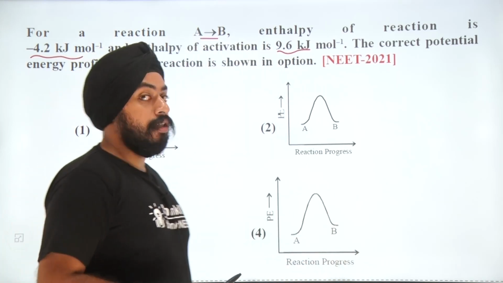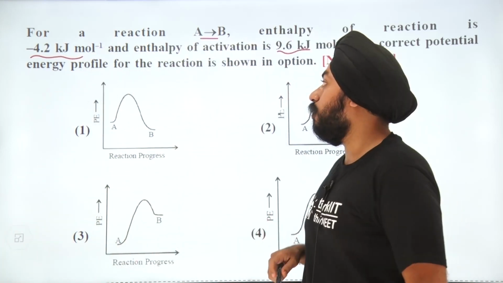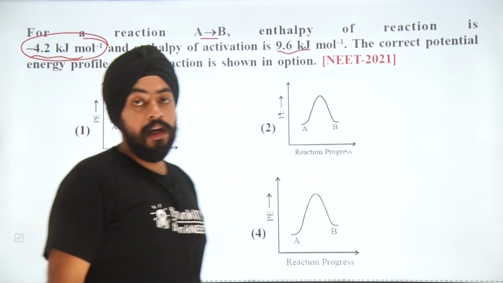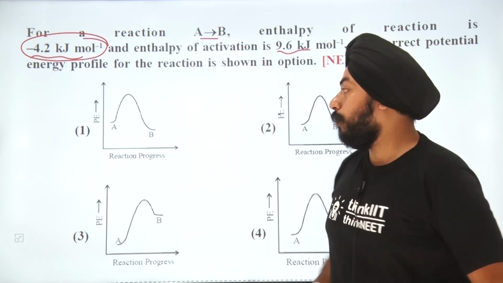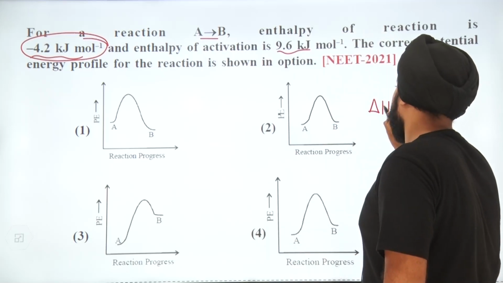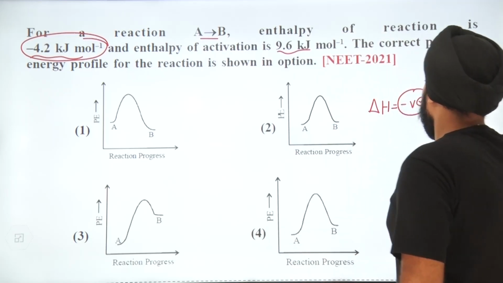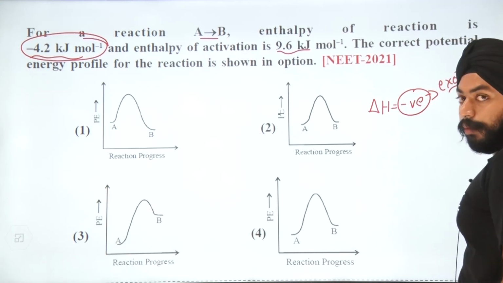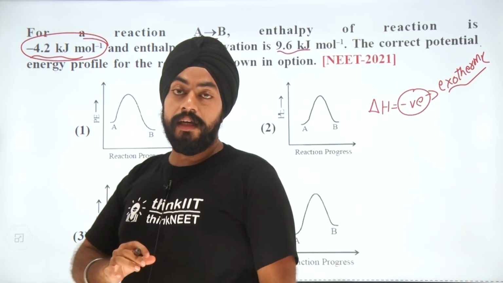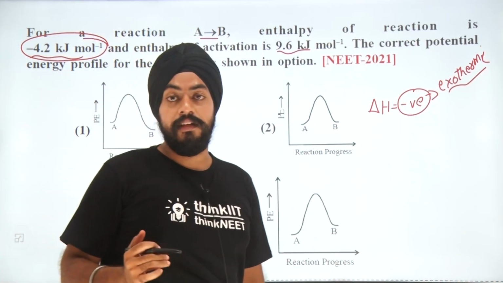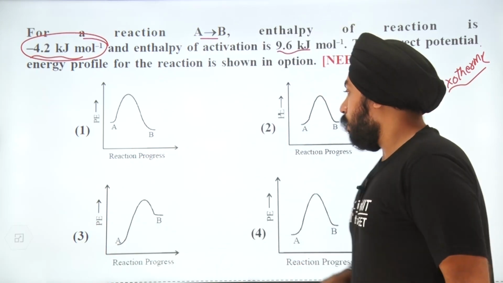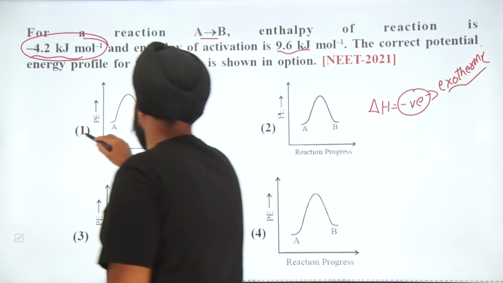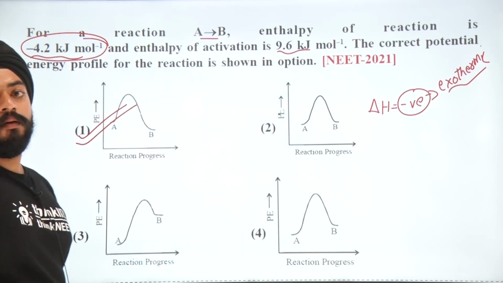Now see students, the question becomes very simple, because in this particular case we have been given that the enthalpy of the reaction is minus 4.2 kilojoule. So if the enthalpy of the reaction is minus 4.2 kilojoule, that means the value of delta H is coming out to be negative, meaning it is an exothermic reaction. It is an exothermic reaction, students, and for an exothermic reaction the product energy will be lesser than that of the reactant's energy, right? So the product energy lesser than that of the reactant energy is only in this particular option. So the correct answer is directly option number 1.